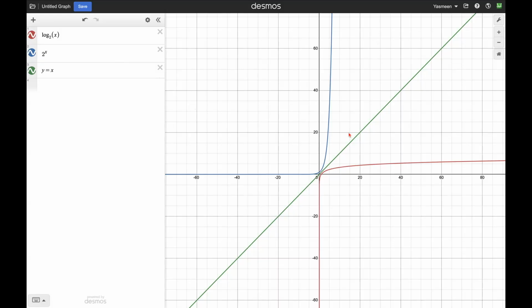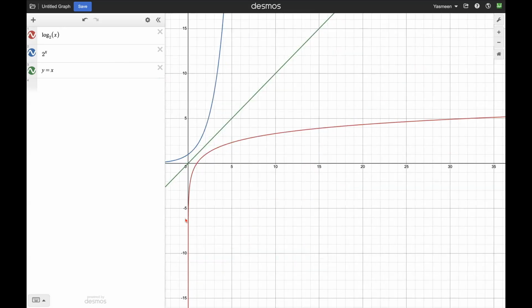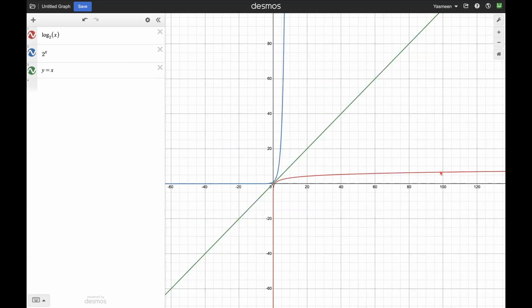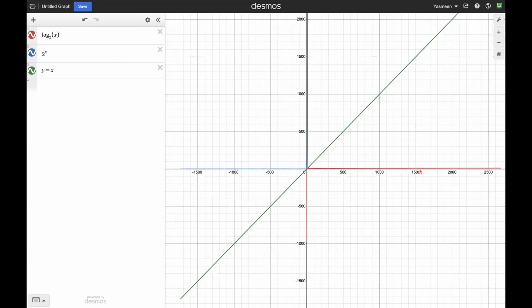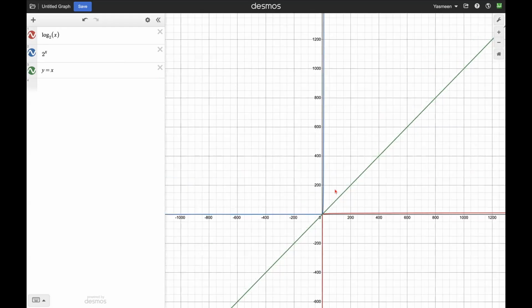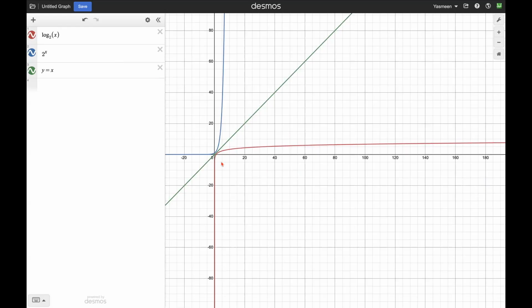Now, let's take a look at log base 2 of x. So this red graph here. As x goes to infinity, notice that the function goes to infinity as well. It just grows very slowly. I've zoomed way out, and it still hasn't even reached 1,000, versus the exponential, look how quickly it grows. So going to positive infinity, it also goes to infinity, just very slowly.